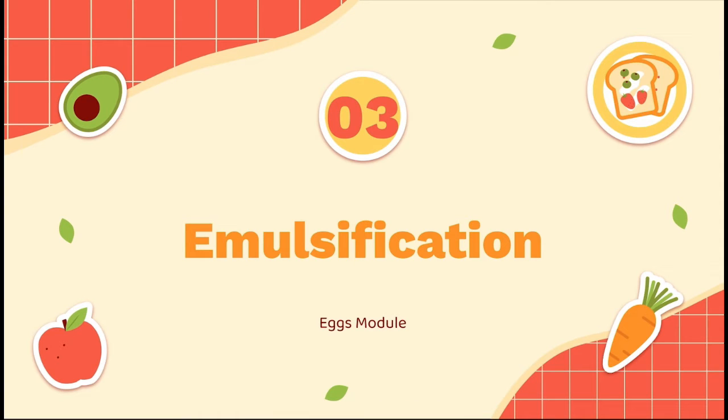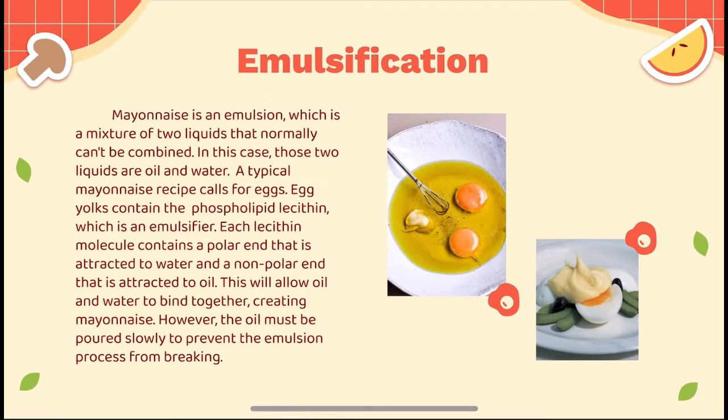Our third concept is emulsification from our eggs module. Mayonnaise is an emulsion, which is a mixture of two liquids that normally can't be combined. In this case, those two liquids are oil and water. A typical mayonnaise recipe calls for eggs. Egg yolks contain the phospholipid lysine, which is an emulsifier. Each lysine molecule contains a polar end that is attracted to water and a nonpolar end that is attracted to oil. This will allow oil and water to bind together, creating mayonnaise.